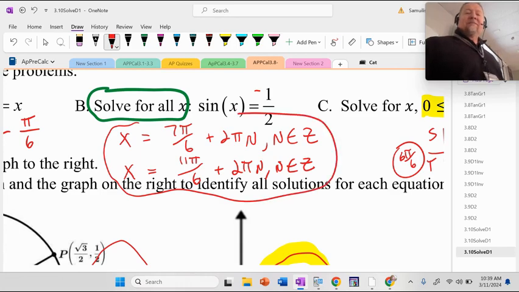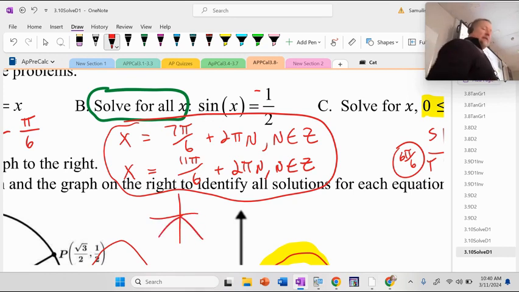But someone in second hour asked a nice question about could I tie these two together in one answer? And you can't. 7 pi over 6 is here. 11 pi over 6 is here. They don't connect equally this way to that way. So you got to separate them into two separate 2 pi n things.